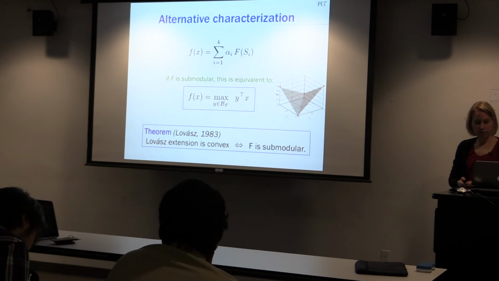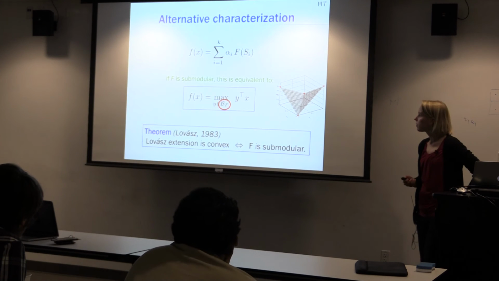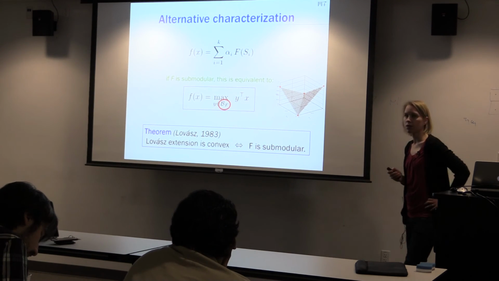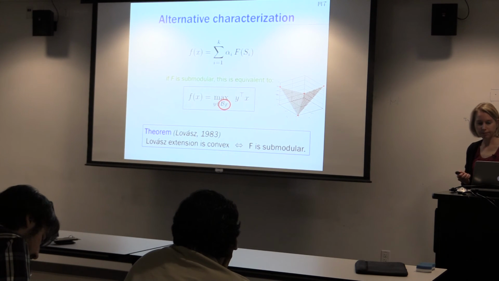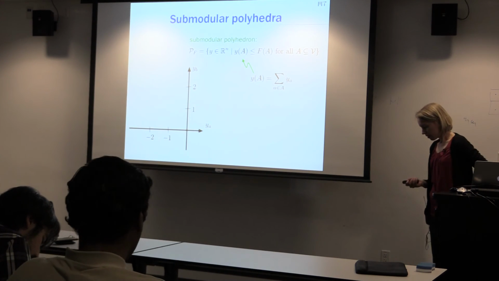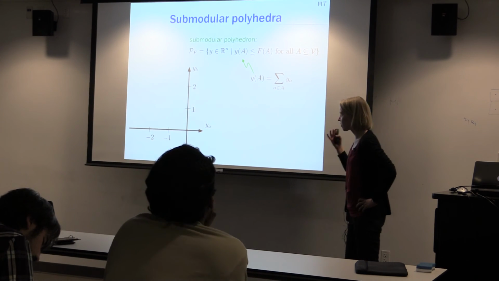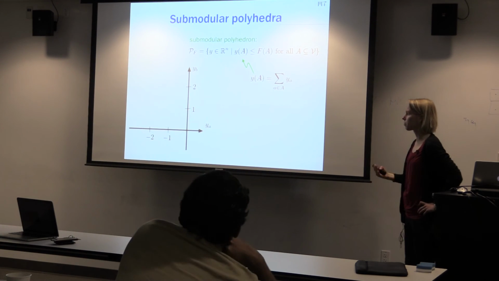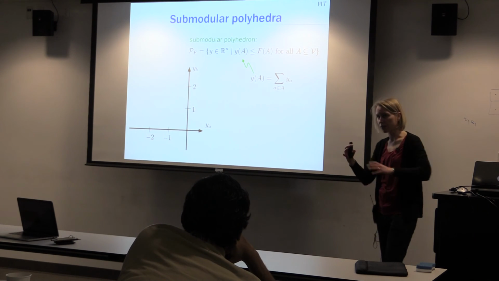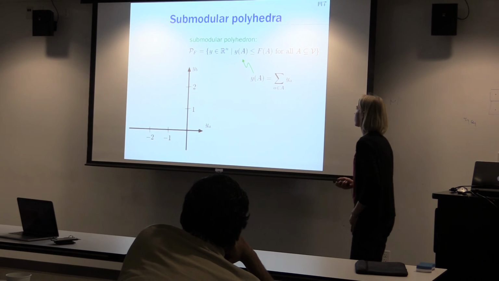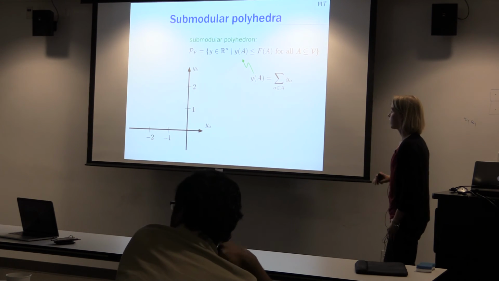Okay, so let's quickly look at what that particular polytope actually is, that I haven't defined yet. Essentially, the tractability of submodular minimization hinges upon the properties of that particular polytope and the convexity of the Lovász extension. So what is this thing?